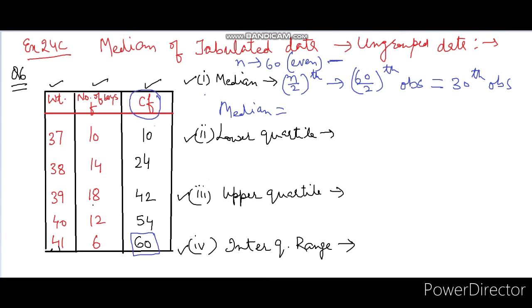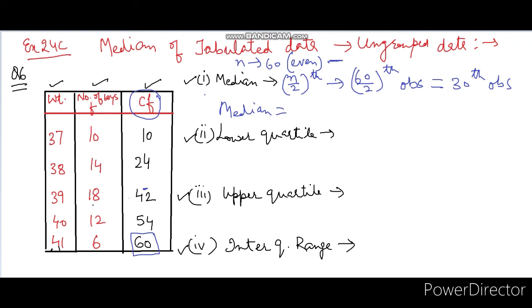Now you will say in cumulative frequency there is no 30 number. 30 doesn't appear here. So we will see where this 30 falls. 30 will not fall in 10, and it will not be between 24 and 42. So next one we are going to take always, right? The 30th observation falls in which cumulative frequency? It falls in the cumulative frequency of 42.